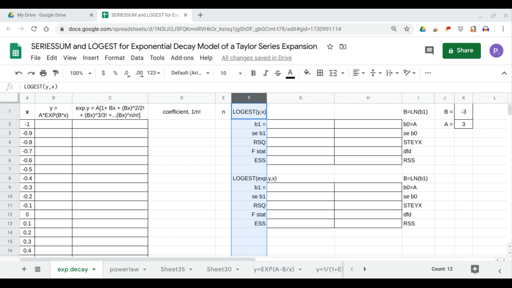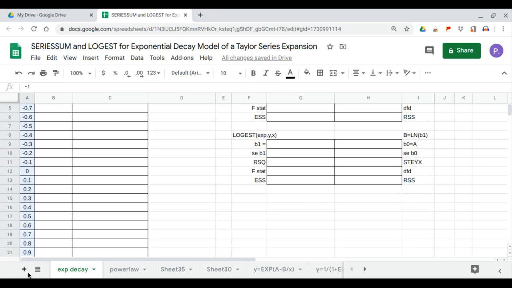We will use series sum and logest for an exponential decay model of a Taylor series expansion. Here we have the function y equals a times exponent bx, also known as y equals a times e to the power bx. Our value for a is 3 and value for b is negative 3 because it's decaying. So we'll generate our function using this range of x.